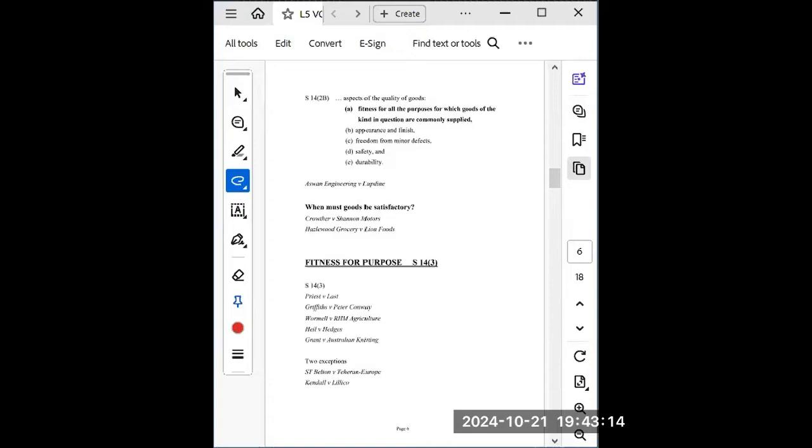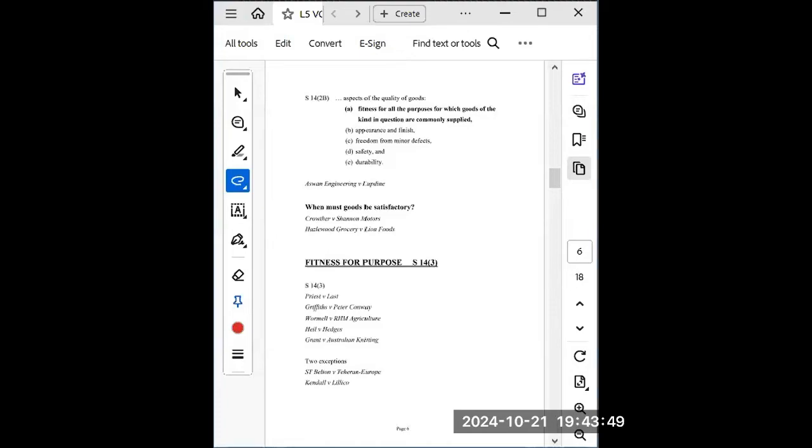All right. So 14.3 says, where the buyer expressly or impliedly makes known to the seller the particular reason why the buyer wants the goods, the seller must supply goods fit for that particular purpose. So you can expressly tell the seller why you want the goods. Now, how do you impliedly make it known to the seller a particular purpose? Well, the leading case is Priest against Last. The buyer bought a hot water bottle.